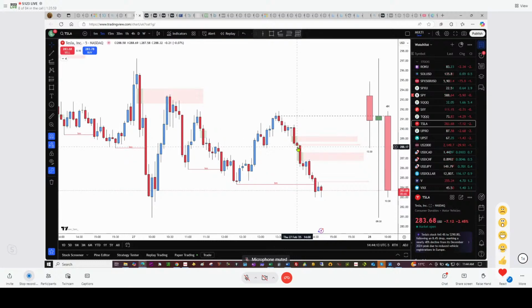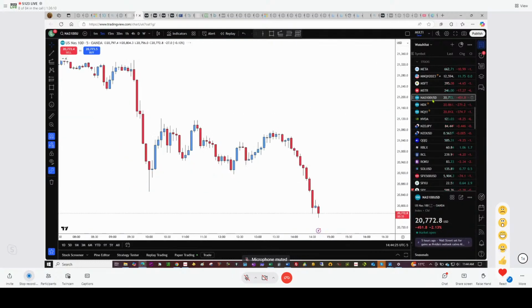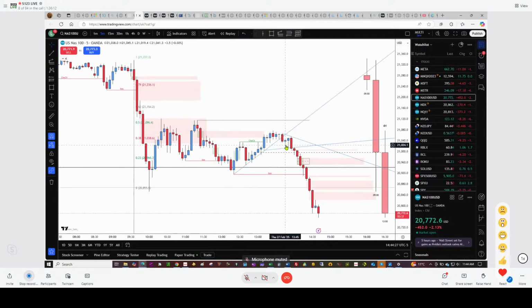You're on the 5? On the 5 minute, yes. Of Tesla. Oh, it's Tesla. Which one do you want me to be looking at? Oh, sorry. It's the NAS there. Okay. Yeah, but it's very similar though. Oh yeah, they're very similar. Yeah, they would be. So the 2 o'clock candle is here.